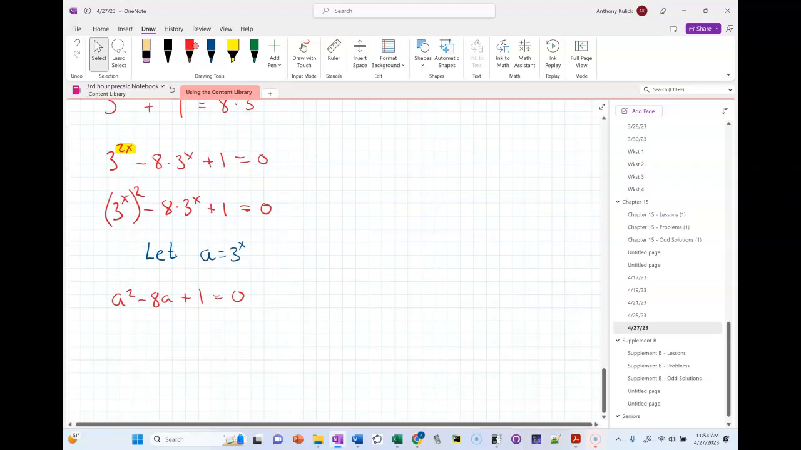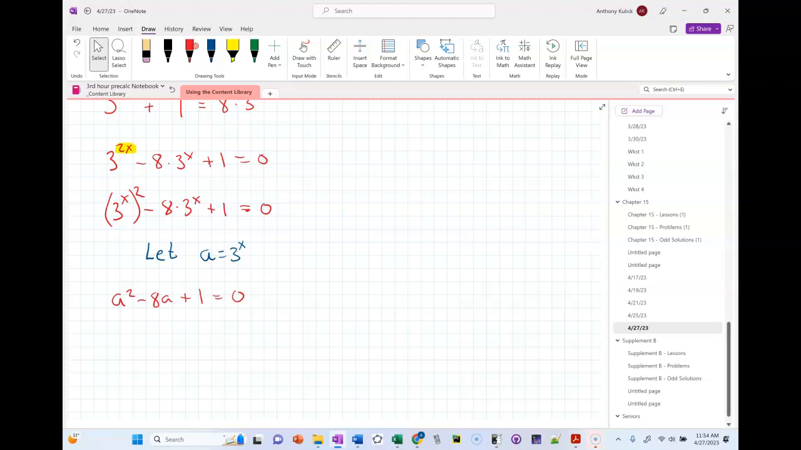Yeah, that's exactly what I did. So for right now, this problem has changed from an exponential equation to a quadratic equation, which we know how to solve. How do we solve a quadratic? You could try to factor. Are there two numbers that multiply to give you 1 and add to give you -8?